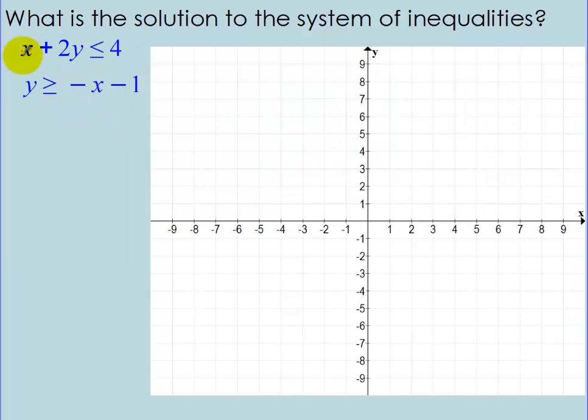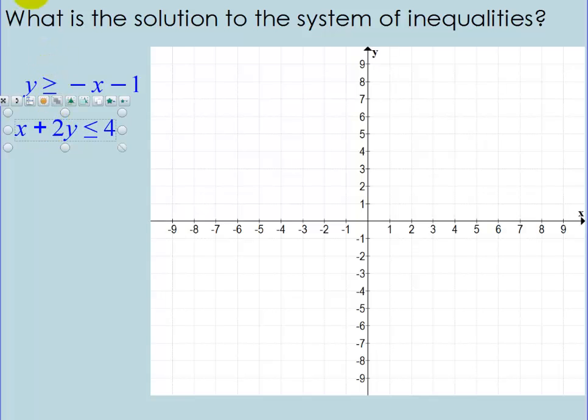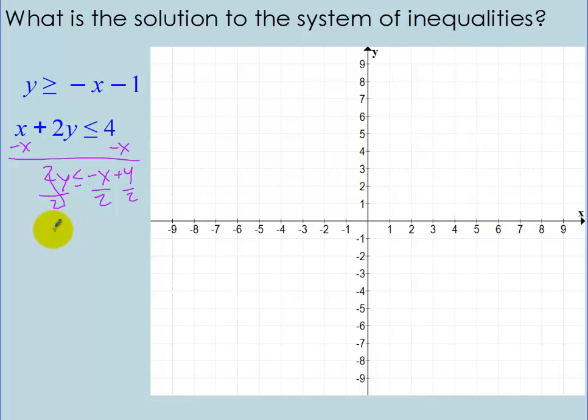What is the solution of this system? I want to graph both of these. The first one, I'll graph the top one. But I don't like it because it's not in y equals form. That's a little hard for me to graph. So I'm going to rearrange this by subtracting x on both sides. I get 2y is less than or equal to negative x plus 4. Then I don't like the 2. I want to isolate the y, so divide everything by 2. And what you're going to get is y is less than or equal to negative 1/2 x plus 2.